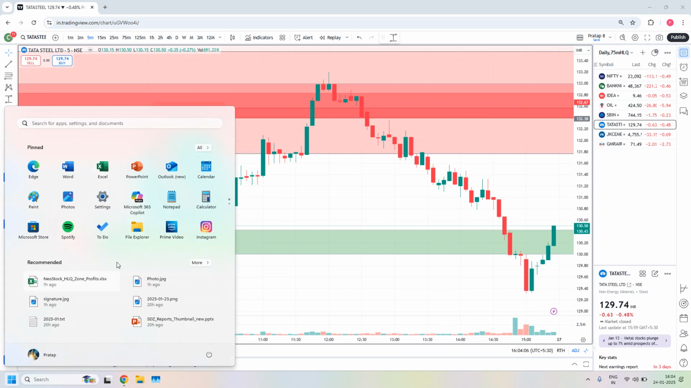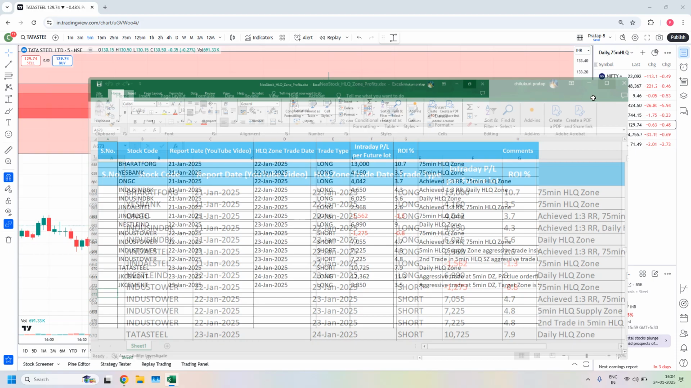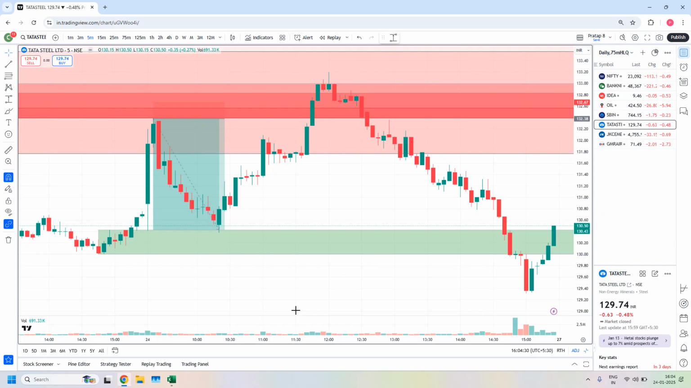And what is the profit? Let me open the Excel sheet. Tata Steel has given 10,725 rupees profit, which is 7.9% ROI as per one futures margin cost, because we are calculating ROIs based on one futures margin cost. So, excellent trade.